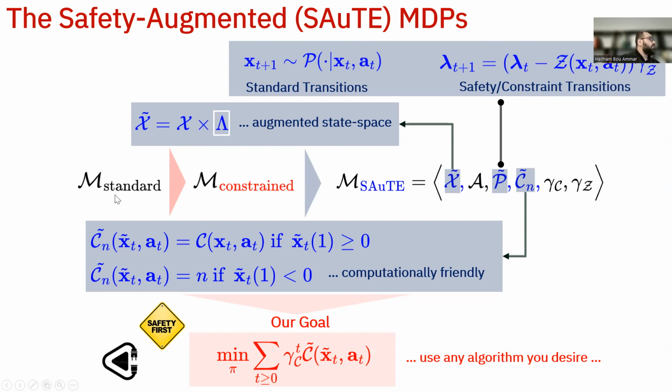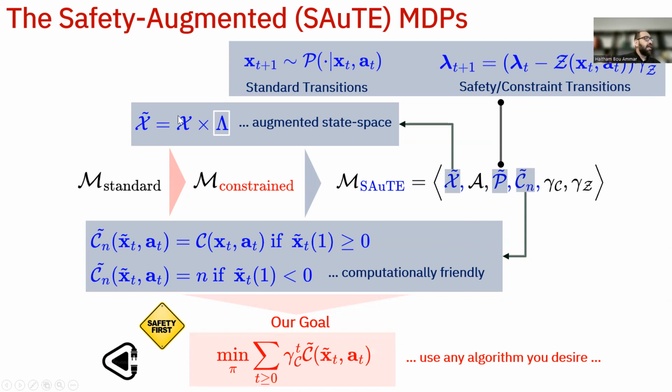So standard MDP, we've all seen it: X, A, P, cost, gamma. And the constraint MDP was the standard MDP, X, A, P, cost, gamma, and it added the Z, which is the safety or constraint cost, and gamma Z. Now, the Saute MDP is another form of an MDP.